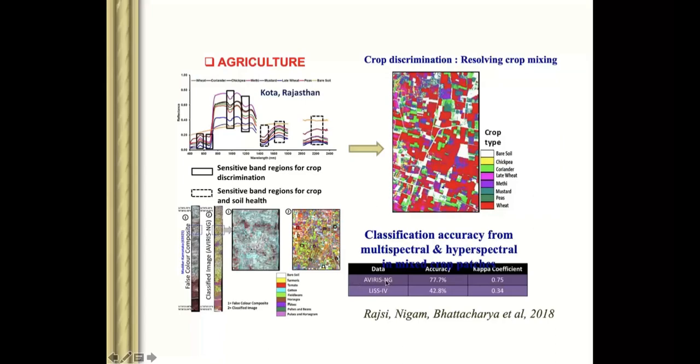It is the most advanced Everest-NG satellite, meaning the hyperspectral new generation, or you can say next generation, and it is giving quite high accuracy in this crop type classification.